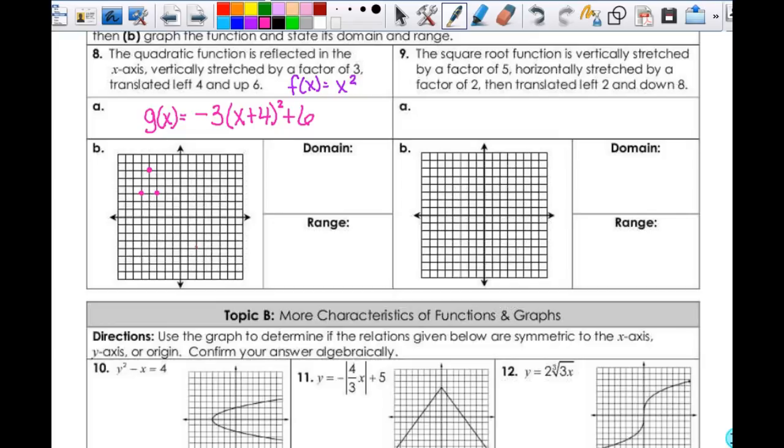Okay, and then I'm going to vertically stretch it by a factor of 3, which is going to get me at 2, negative 12. But then I'm going to end up going back up 6, so I really end up at -6, which is right here, and then I'm going to go left 4. 1, 2, 3, 4. And then I have symmetry, so it ends up over here as well. So my graph then looks like this. Oh, that was not good. Let me start from here.